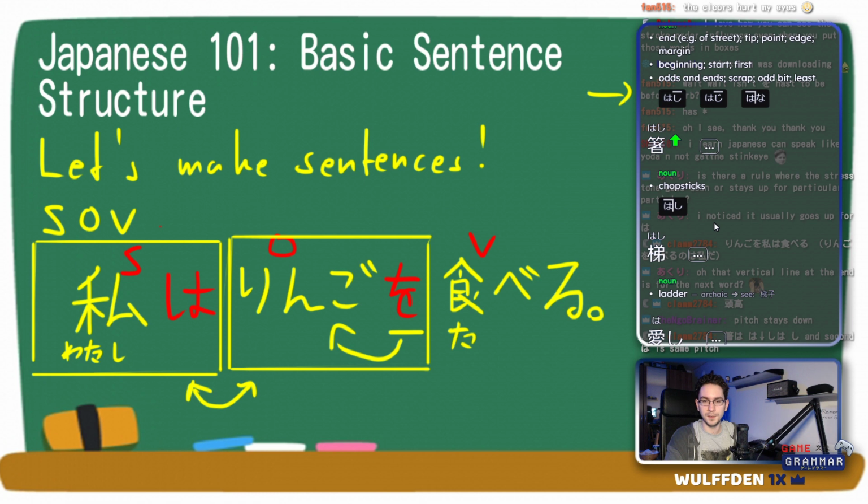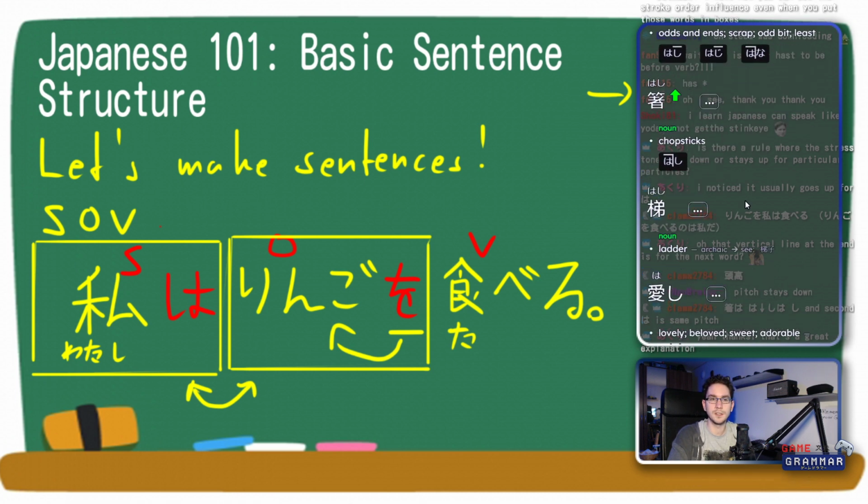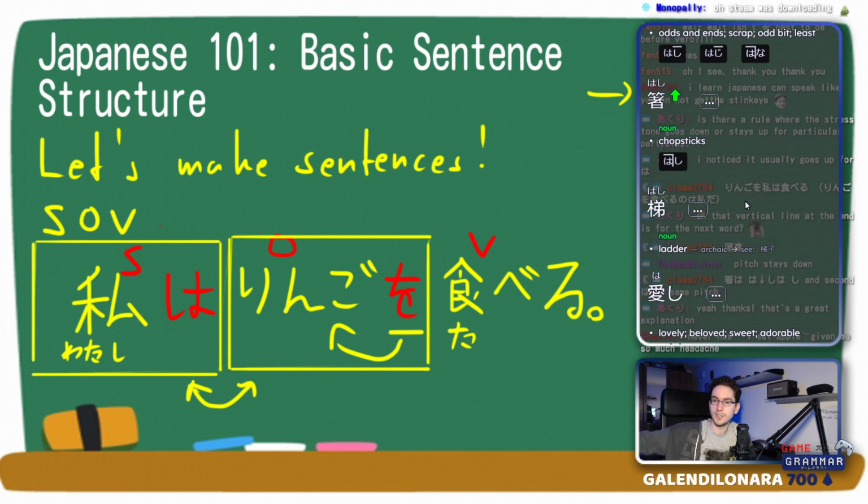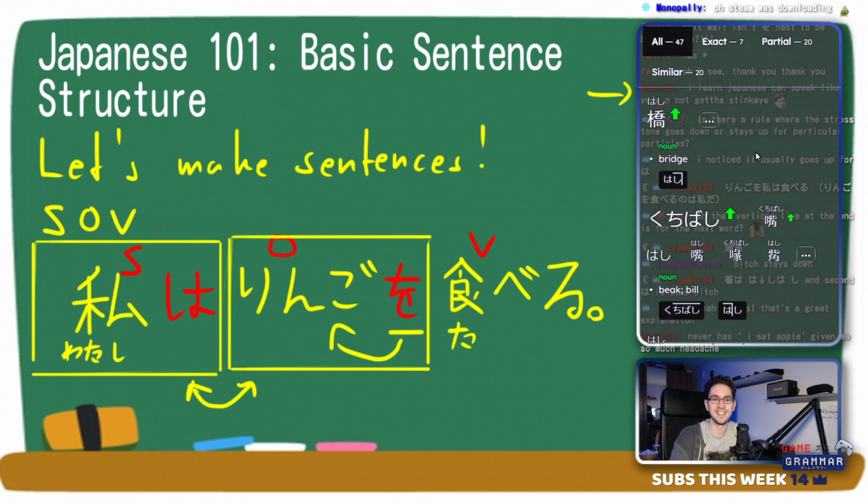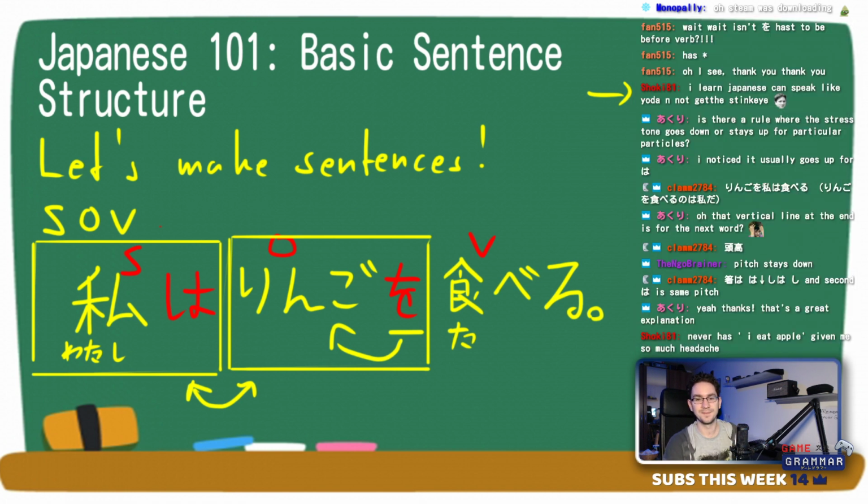Alright, did that answer the question? Hashi and second high, same pitch. Okay. Hashi, so desu ka. Okay, good. So, yeah, that's it then. You go high, low, and stay there. You stay there. Never have I eat apples given me so much headache. There you go. Yes. Alright.